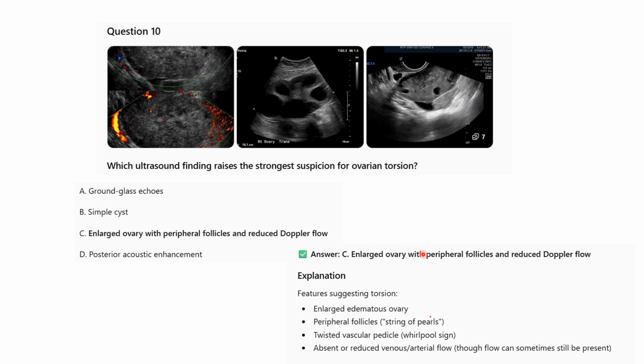Features suggesting torsion are: 1. An enlarged edematous ovary, 2. Peripheral follicles, the string of pills, then a twisted vascular pedicle, which is called the whirlpool sign, then absent or reduced venous or arterial flow, though flow can sometimes still be present depending on the magnitude of the twisting of the ovary. So basically, this is the morphology, the configuration that you get in an ovarian torsion.